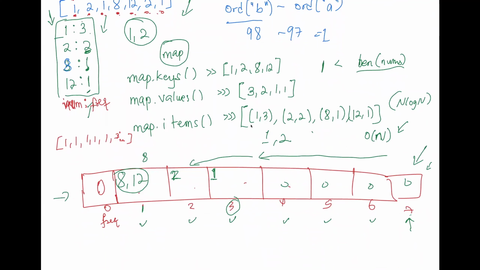Yes, so the 8 and 12, is it gonna be another list? Yeah, exactly right. It's going to be a list. So this is called buckets. So actually, these are going to be lists. They're going to be lists inside.